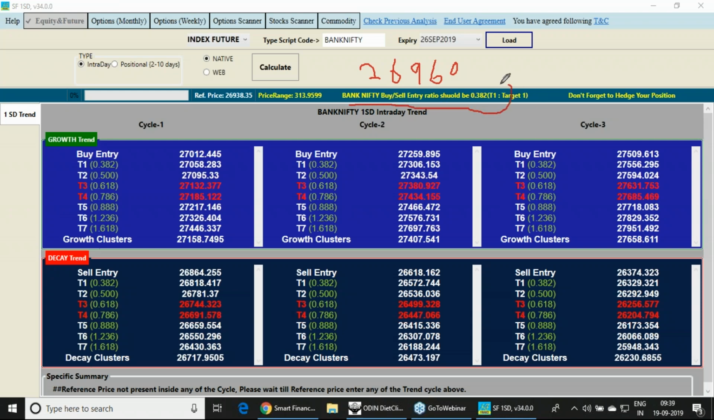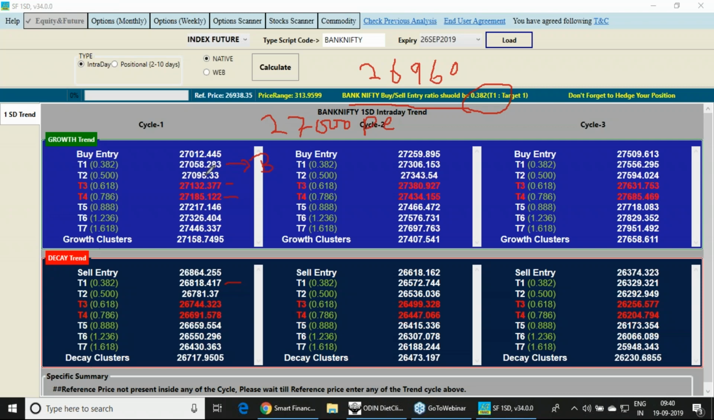Buy and sell should be at the 0.382 level, T1 level. So here, if you want to buy the Bank Nifty, you must buy at 27,058. Keep a stop loss of 26,818. Targets will be 27,132, second will be 27,185. If you are buying here, you must hedge it with a 27,000 put option purchase. Hedging means protection. Hedging means insurance.